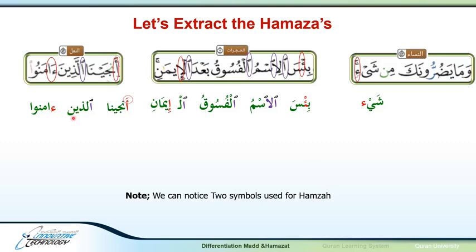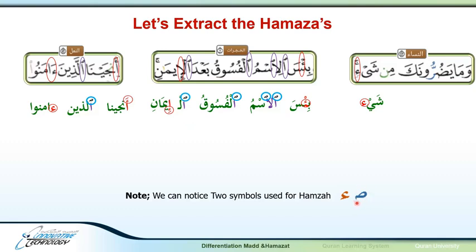The symbol used here, and here, and here, and here, and here. The symbol looks like a small ayn, or the head of the ayn. The symbol is different from another symbol that we'll find used in the other examples on the other hamzas. This one, and this one, and this one, and this one. The second symbol looks like a small sad.